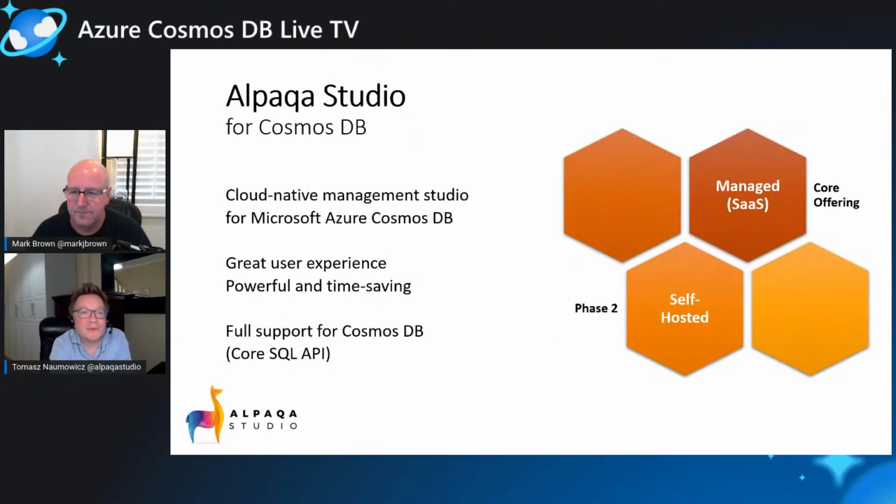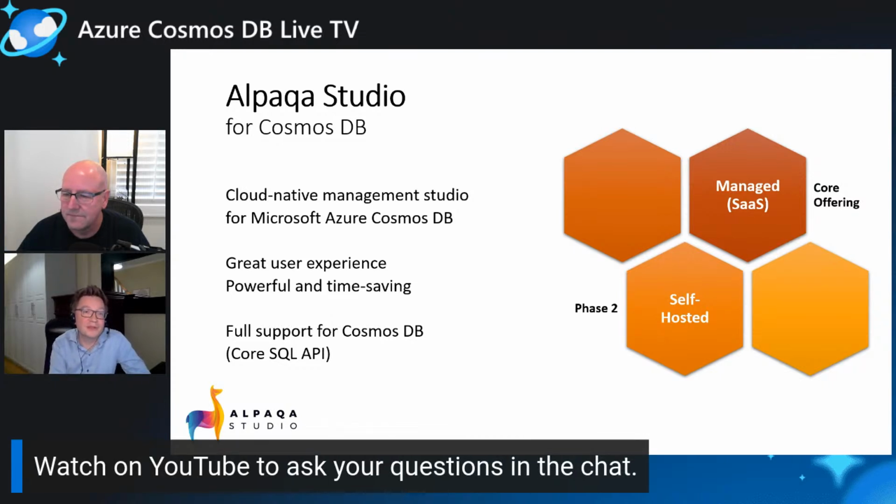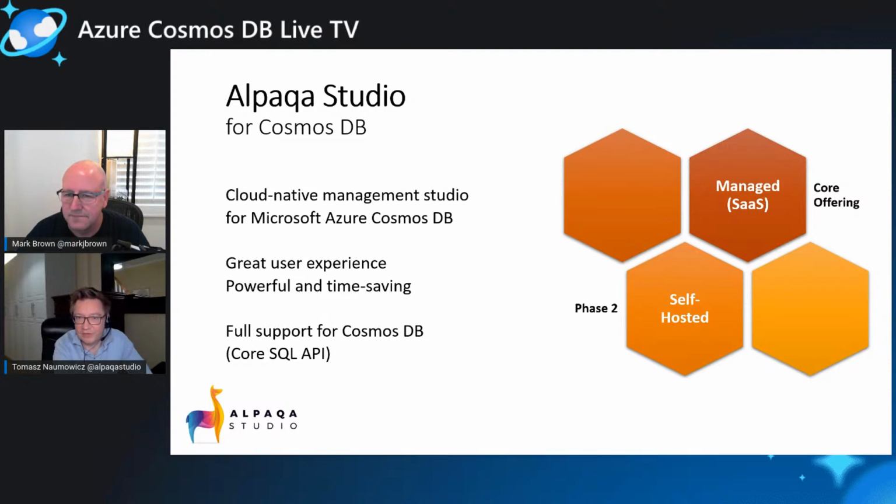Alpaqa Studio is, in one brief sentence, a cloud-native management studio for Microsoft Azure Cosmos DB, but it goes by many names. You very often call it an IDE, a GUI, a tool, but in the end, it's really something that will help you be more productive when working with Cosmos. That's our main motivation, our main goal. We want Alpaqa Studio to make you more powerful, save you time, and provide a great user experience at all times. That's what we focus on when planning features, implementing and testing them. That's our driving force for the application.